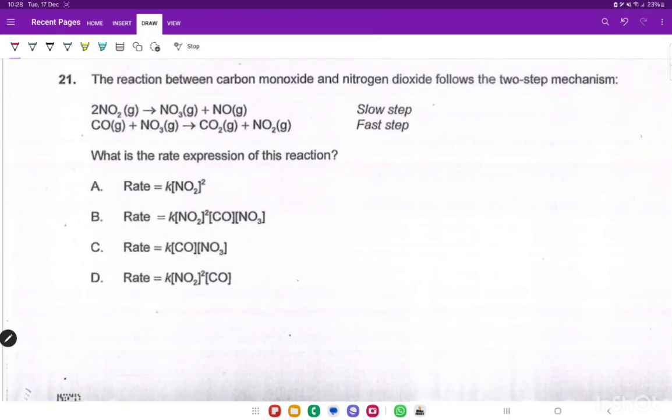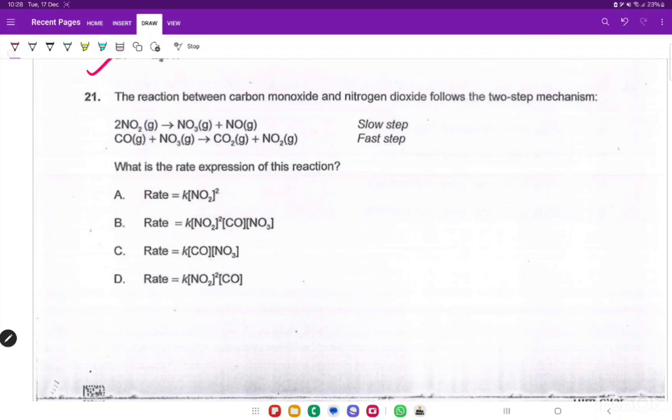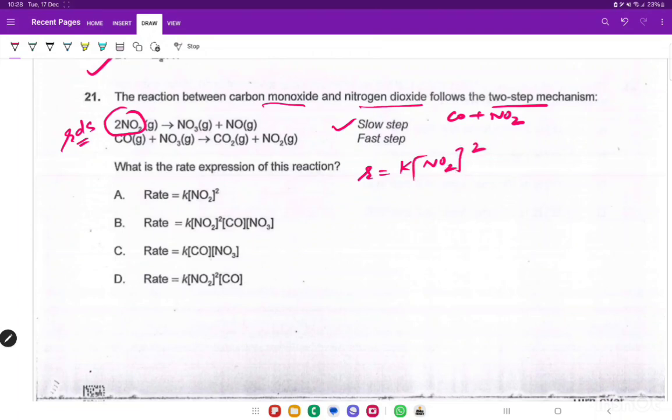Next, question 21. The reaction between carbon monoxide and nitrogen dioxide is given in a two-step mechanism. NO2 and CO are the reactants. Step number 1 is slow, and this is my rate determining step, RDS. In the RDS there are 2 moles of NO2, therefore the rate expression is R equals K [NO2] squared. It is a very simple question. Order is 2, R equals K [NO2] squared, answer is A.